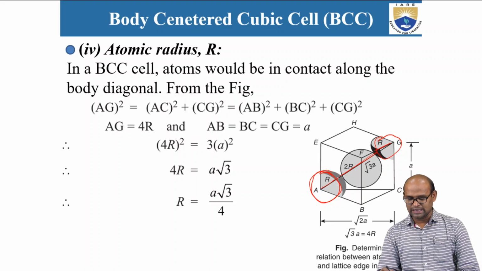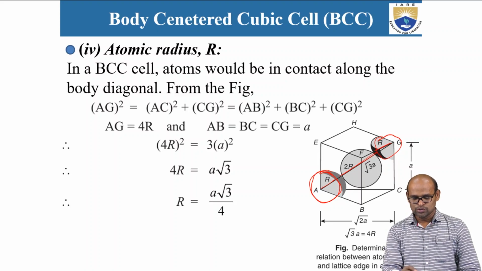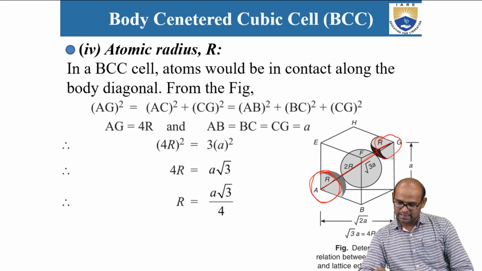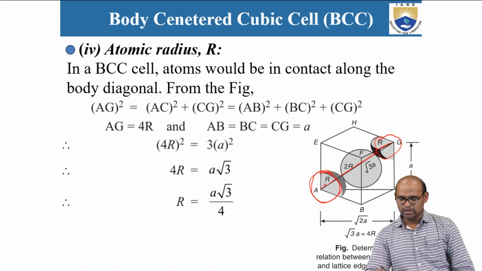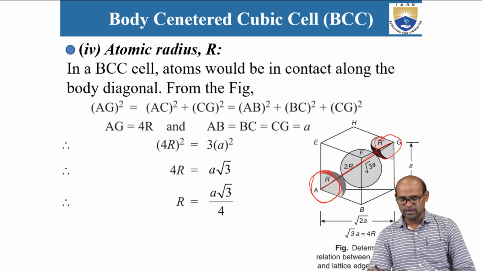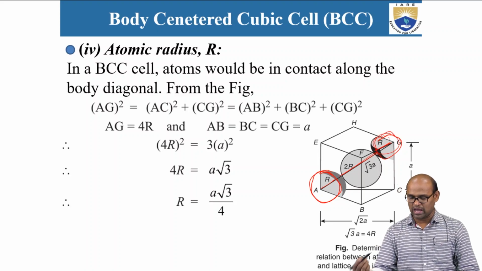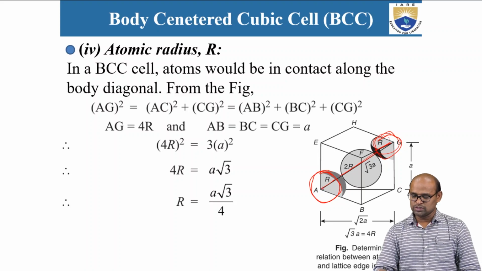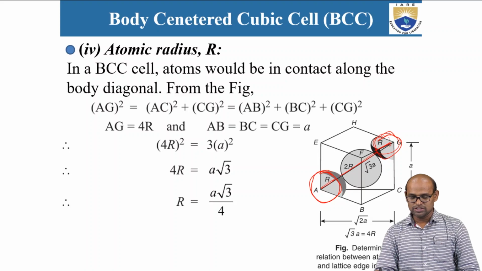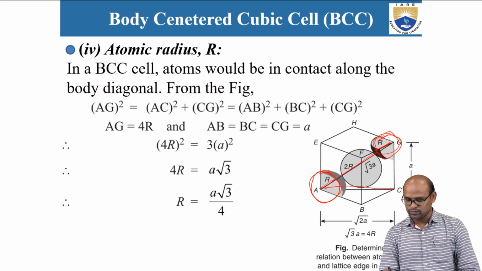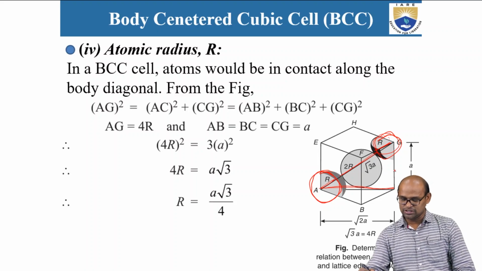Now I need to calculate the radius of an atom, right? So I want to calculate AG square. By looking at AG square, I will be able to calculate the radius of each atom. I am assuming the radius of each atom is R, but I want to calculate the value of this R. So I am using this body diagonal, which is AG square. AG square is equal to AC square plus CG square.